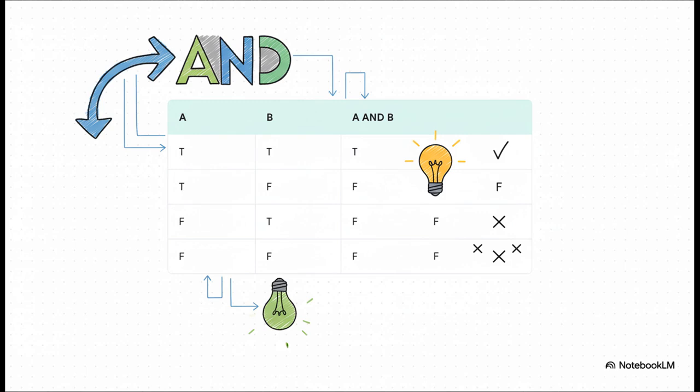Now, this might look a little technical, but it's super simple. It's called a truth table, and it just shows you every possible outcome. Look at that. There's only one single row where the final result is true, the one where both condition A and condition B are true. If even one part is false, the whole thing is false. It's totally all or nothing.